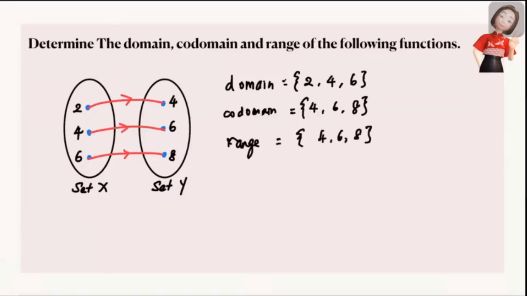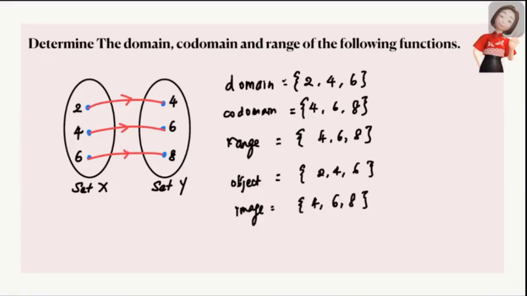Kalau object, what's the object? 2, 4, 6. What's the image? 4, 6, 8. This is a simple one. So from here, actually, you can notice that what? Okay, domain is same like object, right? And this one codomain is the image. You see range, also the codomain. But only different if, like just now the previous example, there is no object, then it's not considered in the range. Okay, boleh ya?